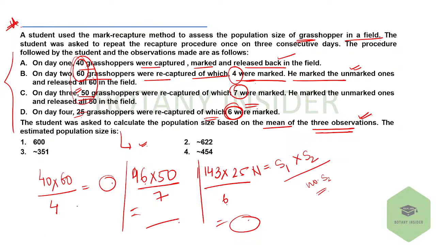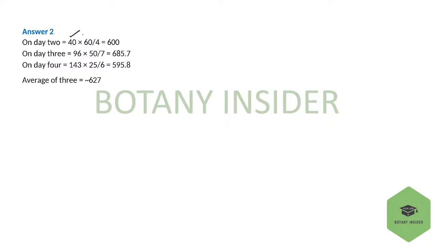And when you solve these three out, you'll get the final answer, where in the end we have to find the mean of the three. So 40 into 60 divided by 4 is 600. Then this will be approximately 685. This will be approximately 595.8. And the average of the 3 will be, add these 3 and divide by 3. That's how we calculate the average of the individuals.